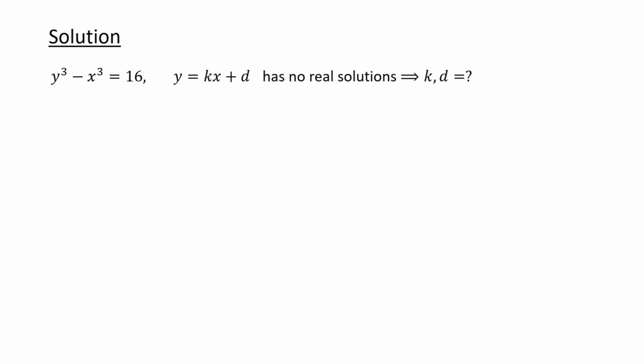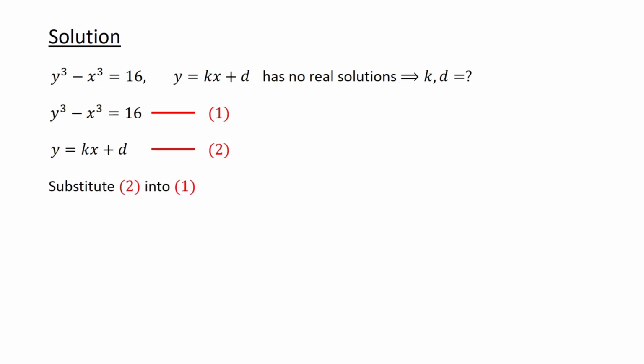First, let's call the equation y cubed minus x cubed equals 16 as equation 1 and the equation y equals kx plus d as equation 2. Next, we substitute equation 2 into equation 1 to obtain (kx plus d) cubed minus x cubed equals 16.